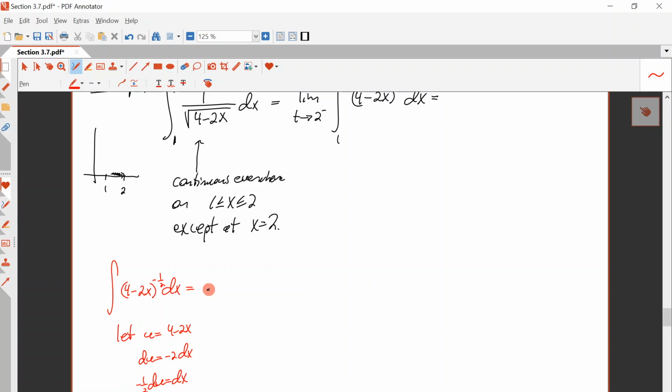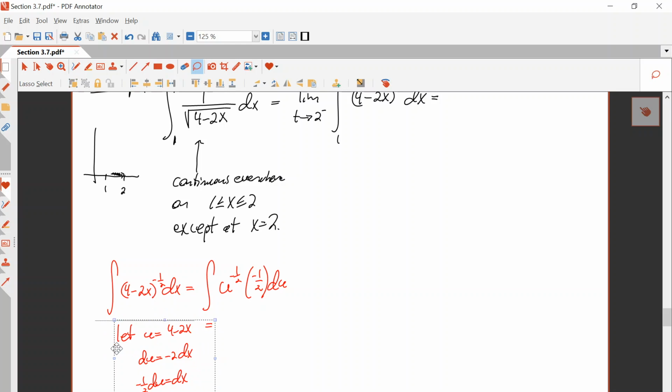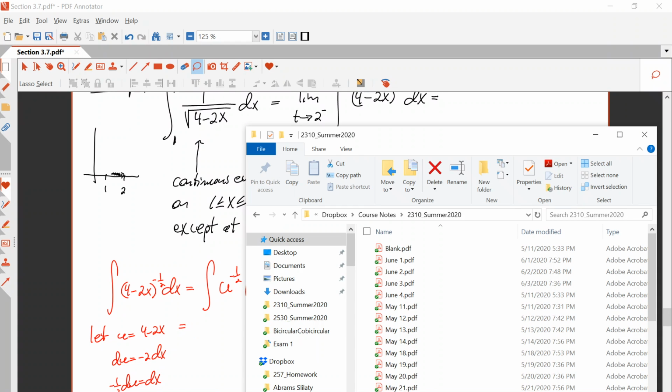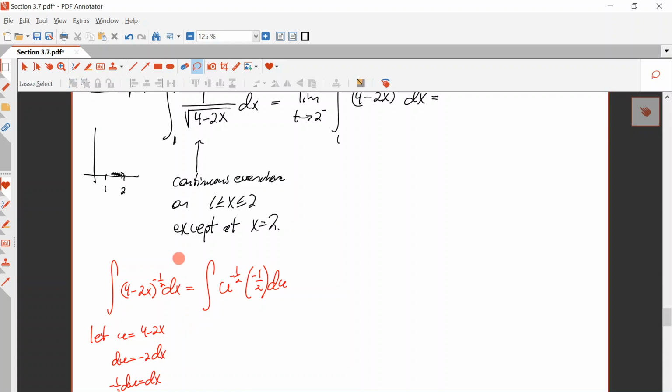So this is equal to the antiderivative of u to the negative 1/2 times negative 1/2 du. Alright, so let me move this over here. This is minus 1/2 times the antiderivative of u to the negative 1/2 du.